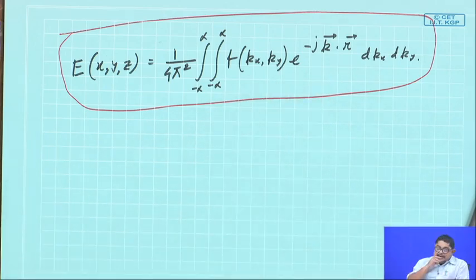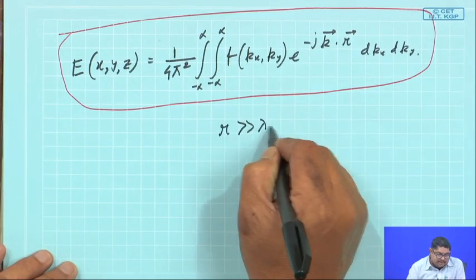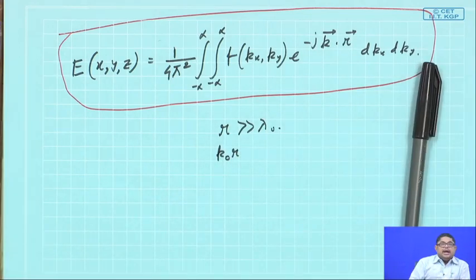This integral is very difficult to evaluate in general, because this k dot r is a very rapidly varying and oscillating function. So, generally it is not easy to evaluate it, but we are also not interested to know what is the electric field everywhere. We want to know what is the electric field in the far zone, that is, when r is much greater than lambda naught, that means k naught r is large.